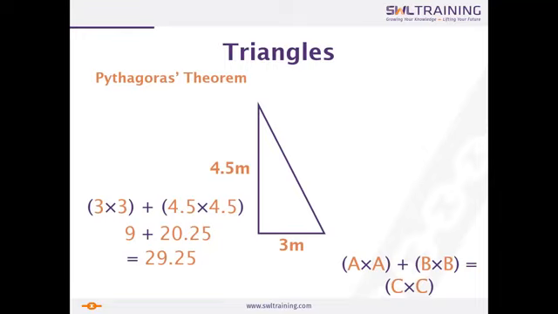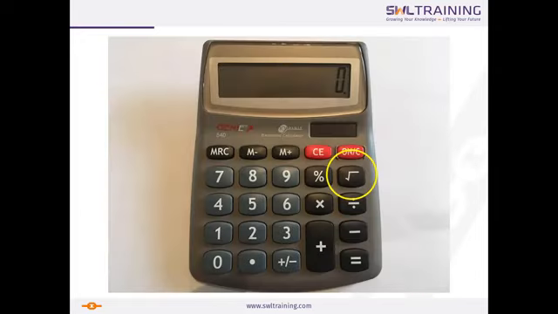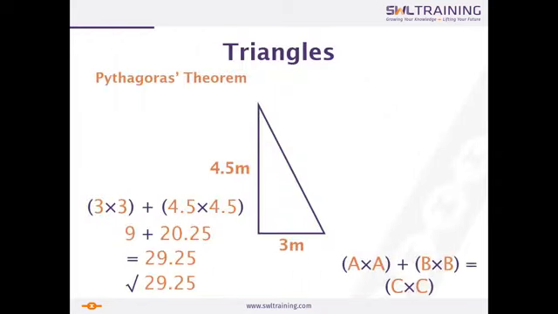So remembering back to when we were talking about squared and square root, if we want to get back down to the dimension, we'll need to square root this figure, which of course is this button on our calculator. So the result of that then, square root of 29.25, is 5.4 metres. And that is the length of the hypotenuse in this case.